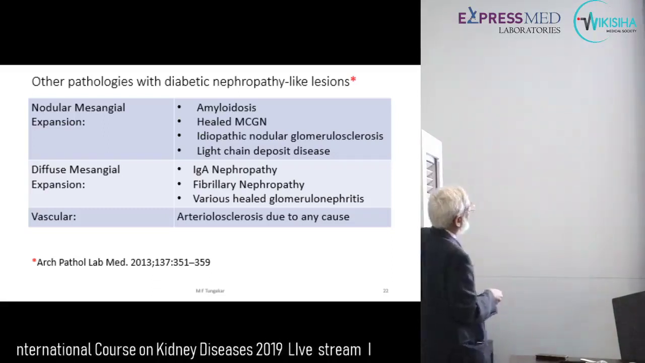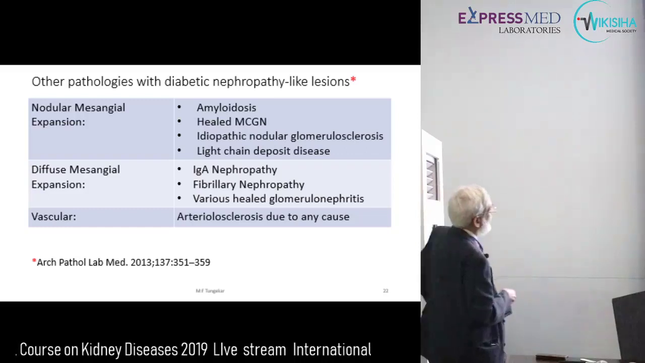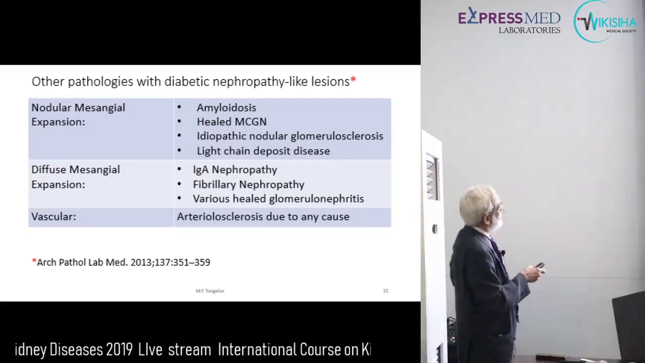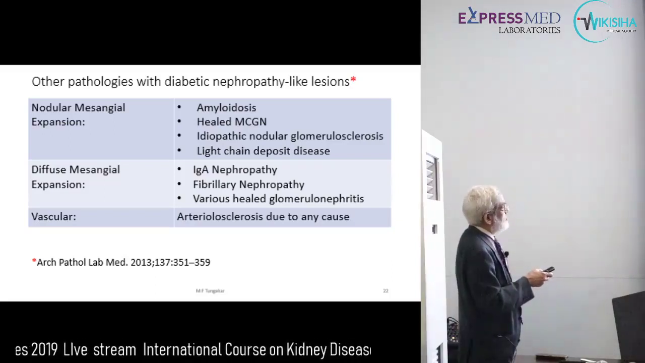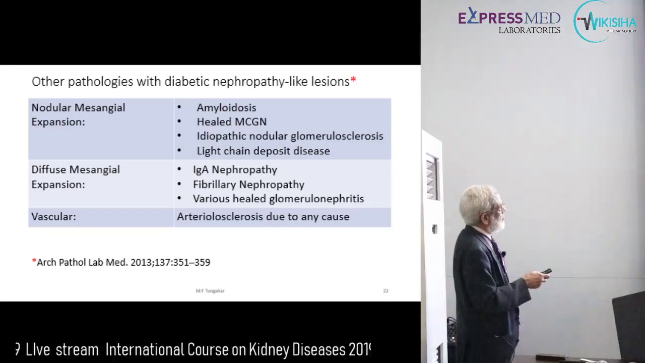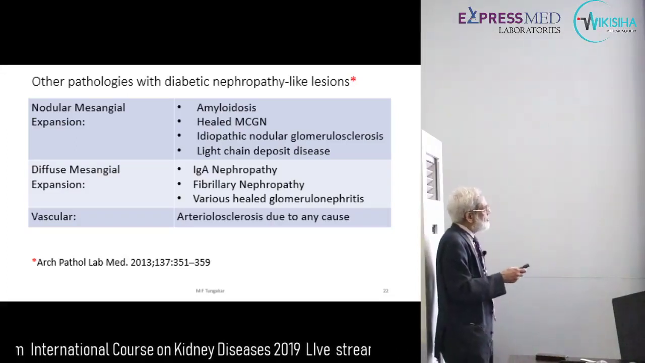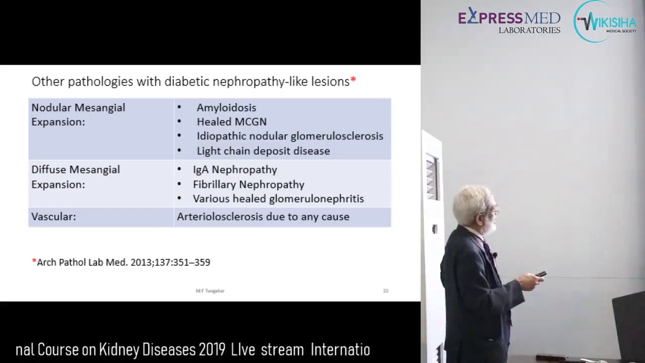Right. Now, there are other renal diseases which may look like diabetes. If you have the typical nodular mesangial expansion, it can be amyloid, easy to pick up. Most pathologists can pick up amyloid, even on H&E. It's best to confirm it with Congo red stain and other stains, and by EM.